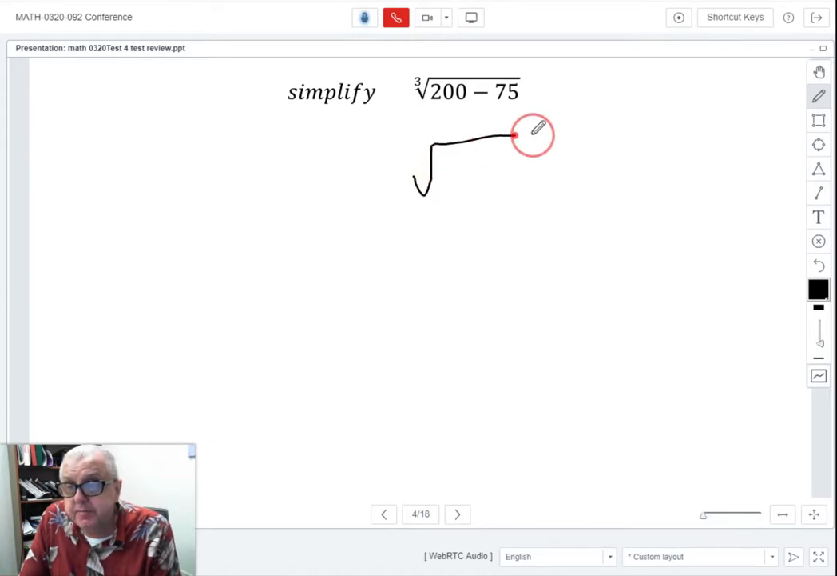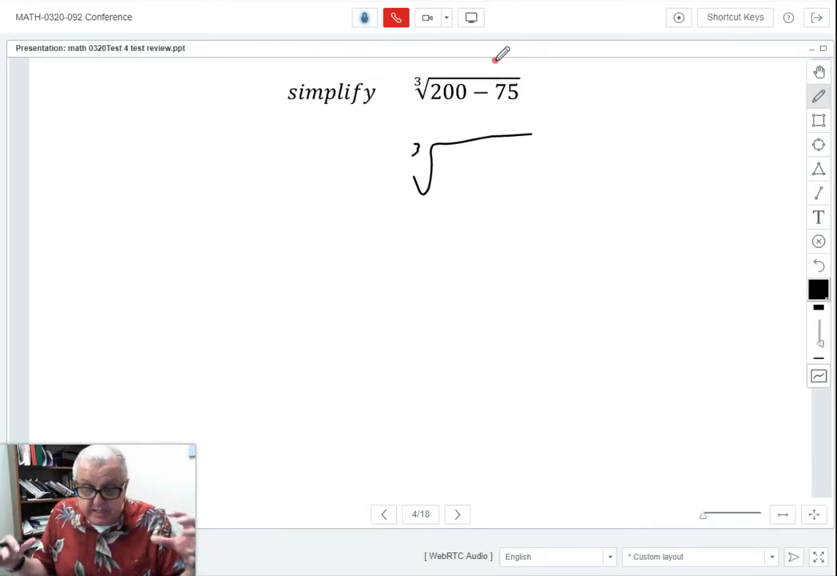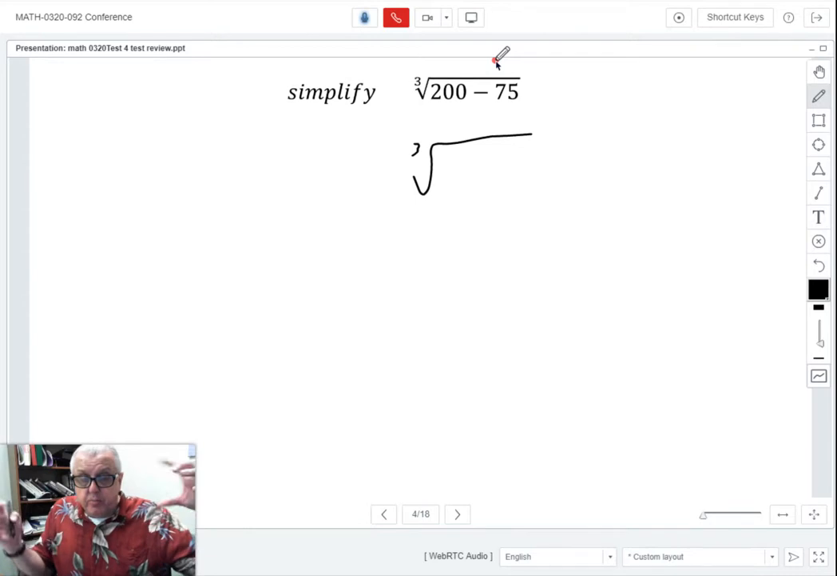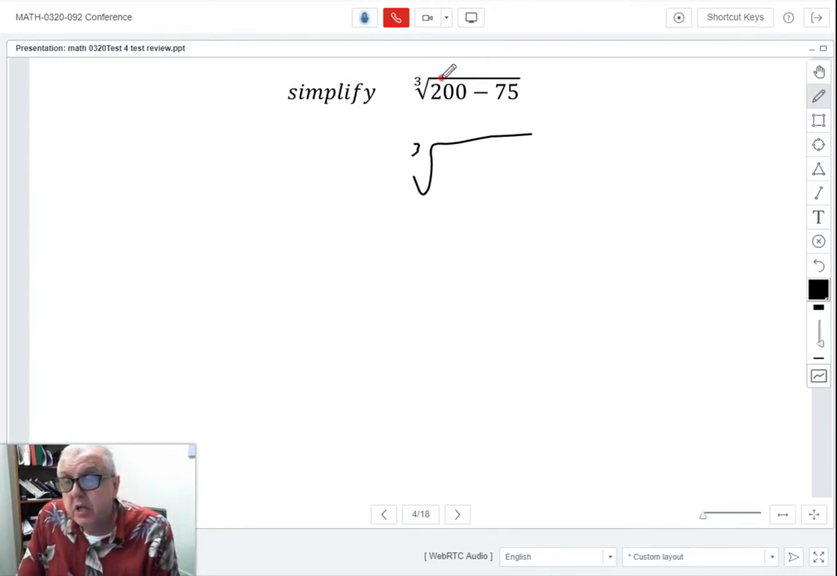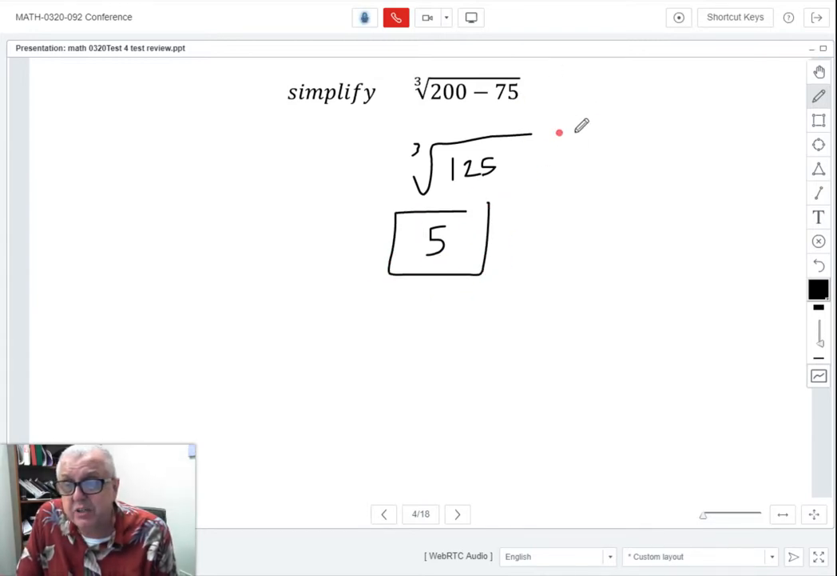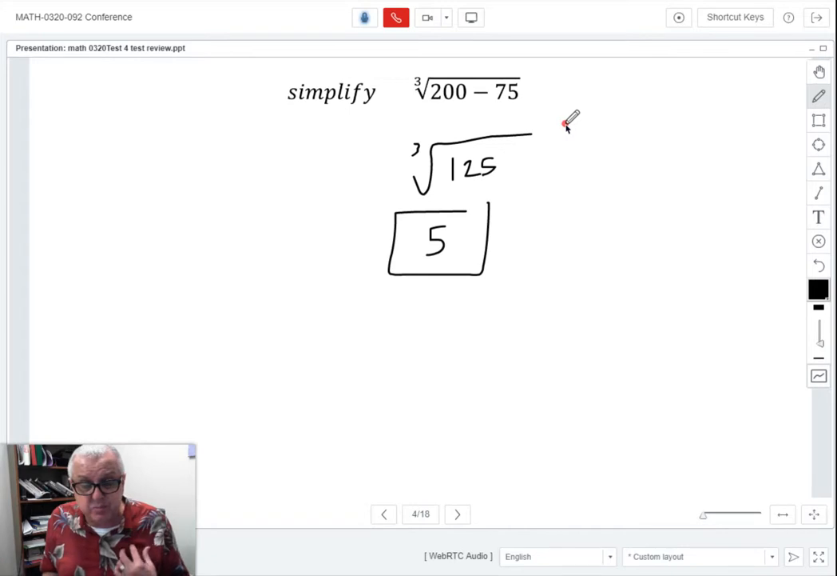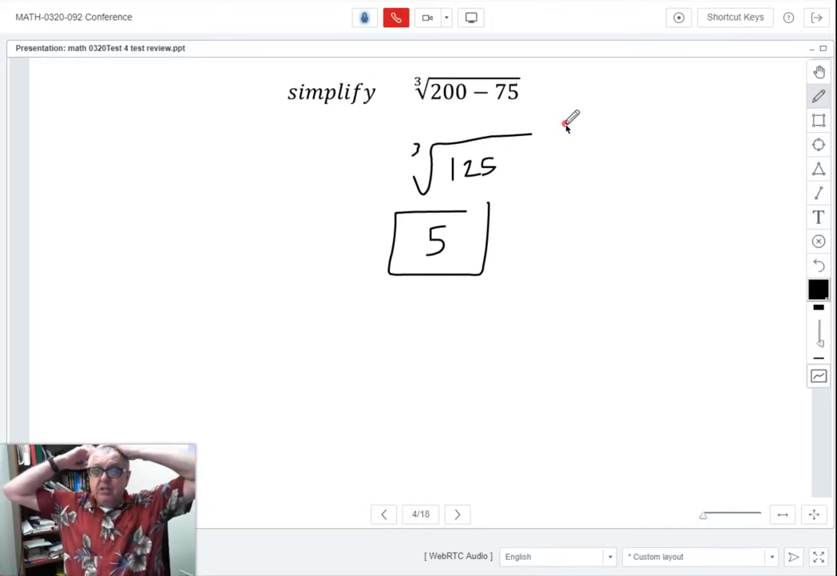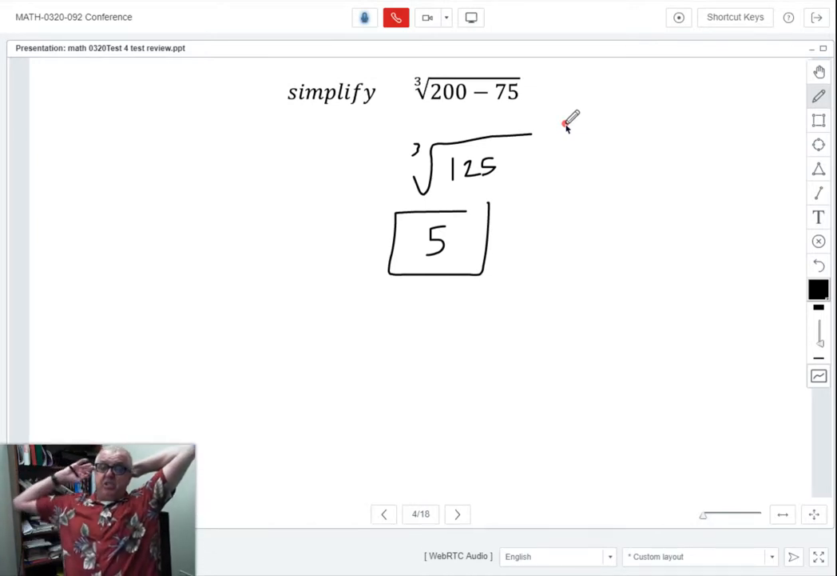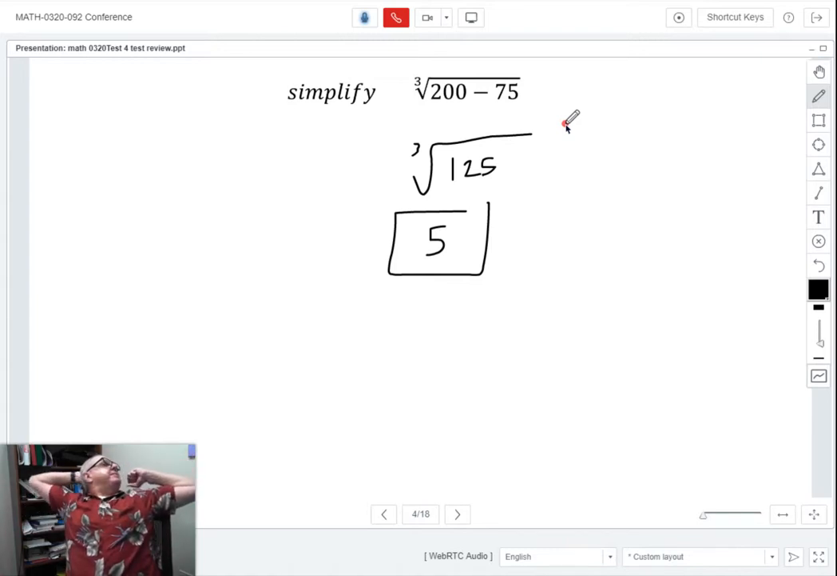Simplify. Here they're adding and subtracting inside a radical. That means you can't break them apart. You can only break them apart or put them back together if they're multiplying or dividing. Here, we're just going to simplify, do all the math we can. 200 minus 75 is 125. And then if I take the third root of 125, I get 5. If I ended up with a decimal, then I know I can't write that decimal down unless they ask for a decimal. So simplifying a radical just means take as much stuff out of it as you possibly can.